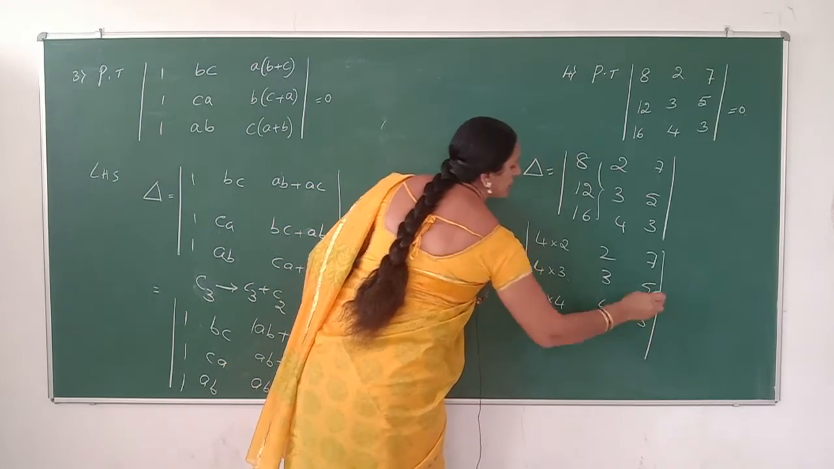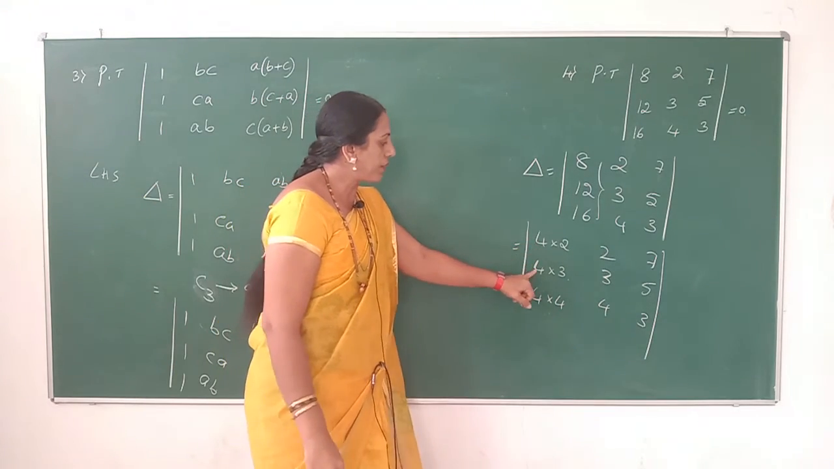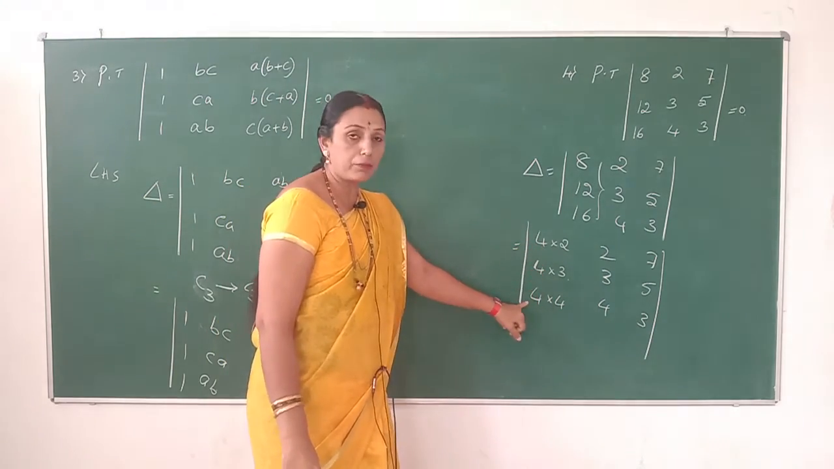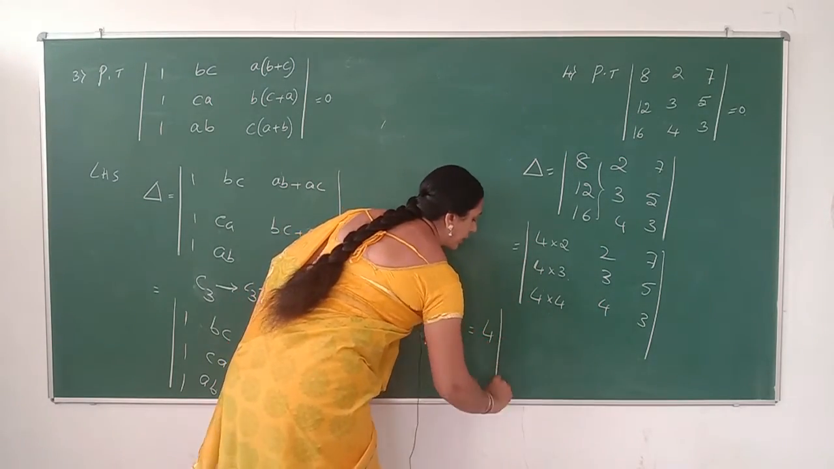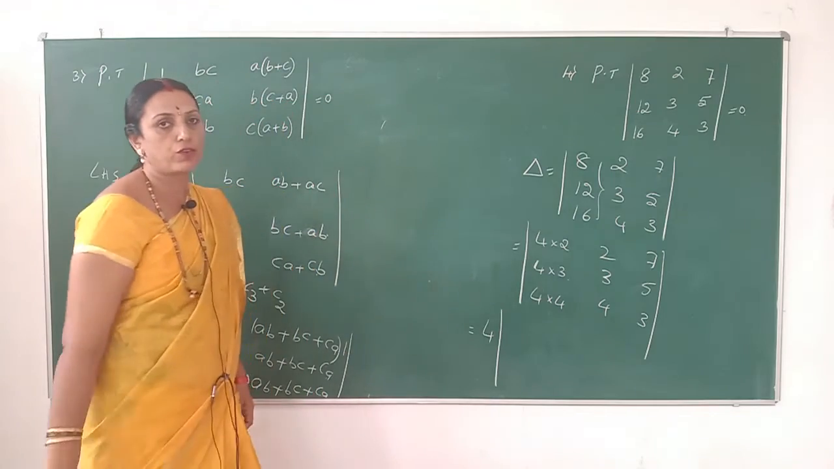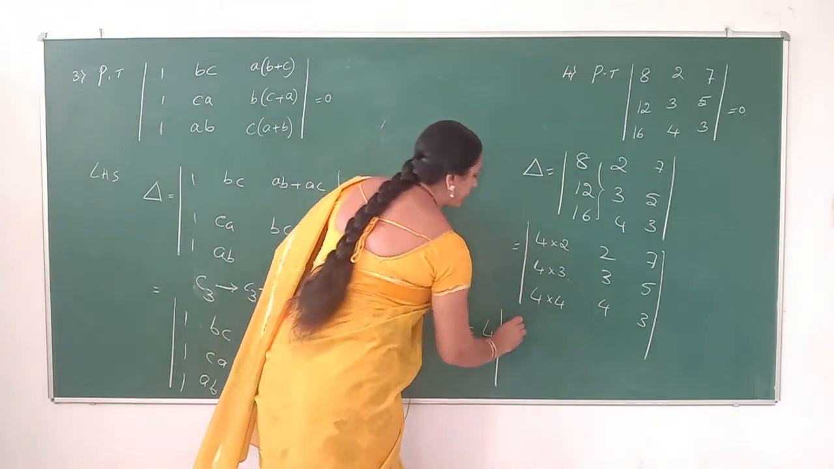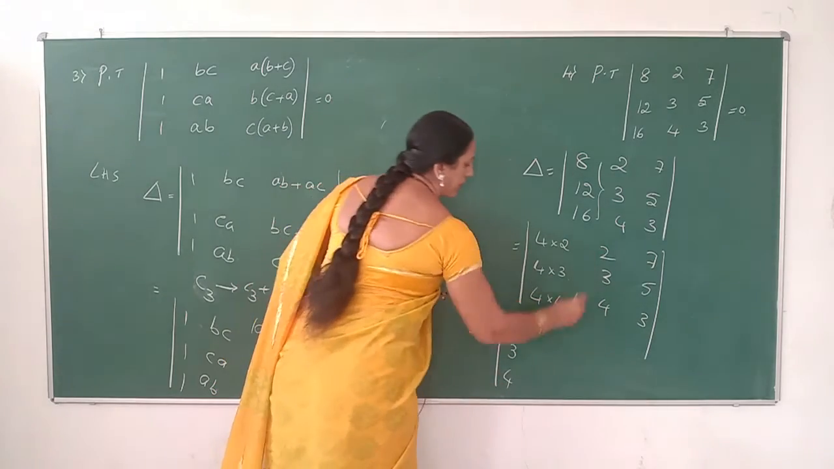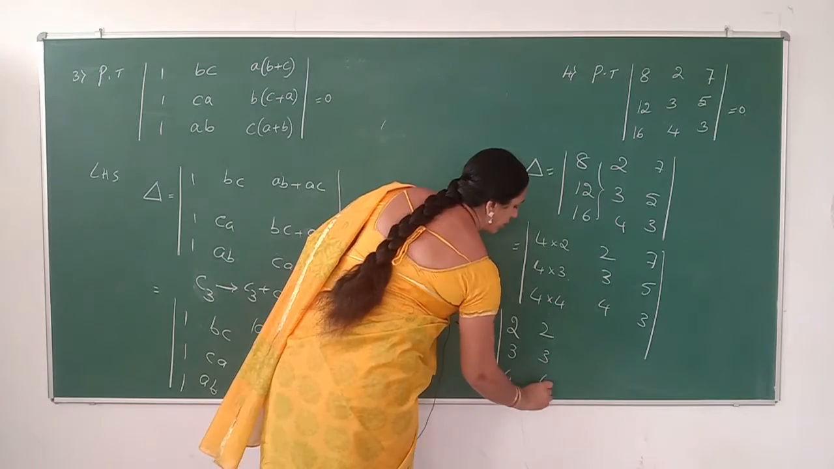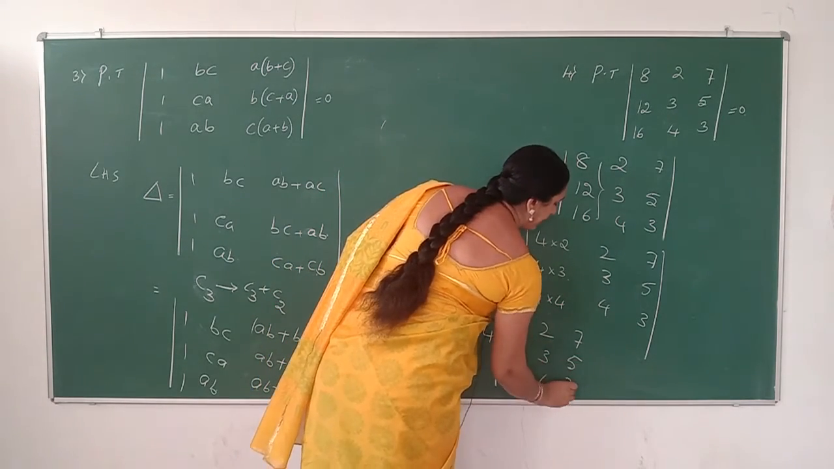Remaining two elements are 4 and 3. So we observe that all the elements of the first column are a multiple of 4. Therefore 4 is a common factor by using the fifth property. After that 2, 3, 4 will be remaining. Similarly the second column is 2, 3, 4 and the third column is 7, 5, 3.